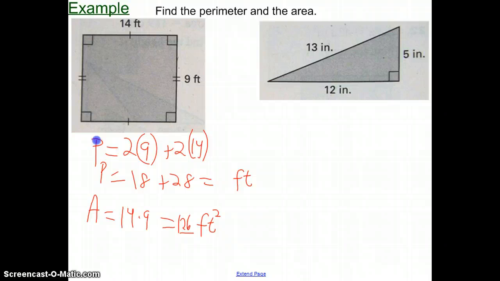Now looking at this triangle, perimeter is just the distance around a shape. So if we start at one vertex, we have a distance of 12, a distance of 5, and a distance of 13.